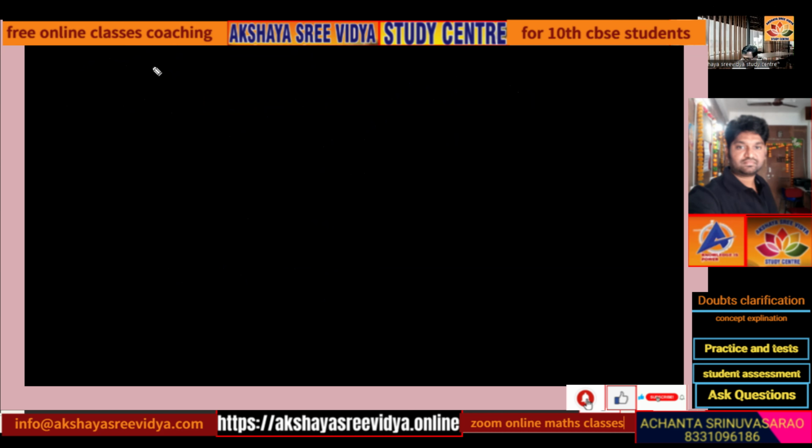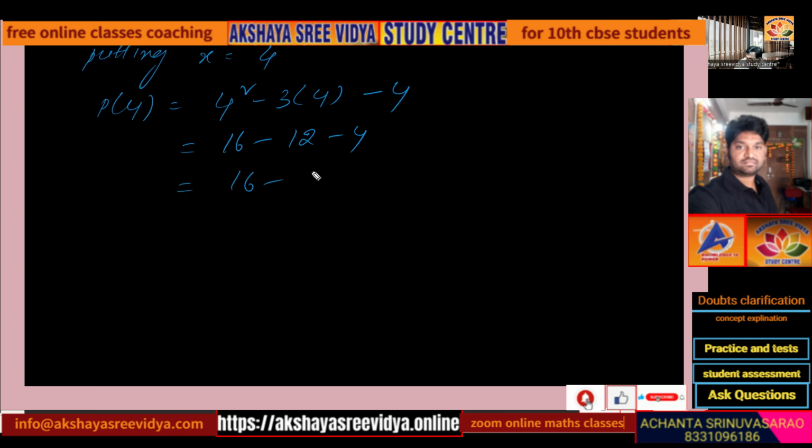Suppose, same as this. Again, P of x is equal to x square minus 3x minus 4. Putting x is equal to 4. Therefore, P of 4 is equal to 4 square minus 3 into 4 minus 4, which is 16 minus 12 minus 4, that is 16 minus 16. This is equal to 0. So P of 4 is equal to 0.